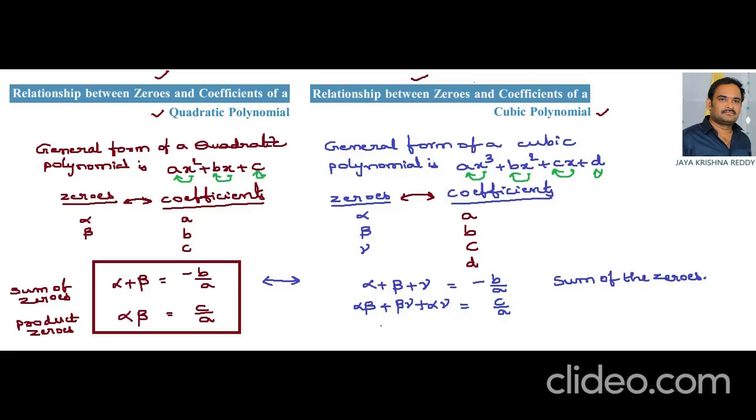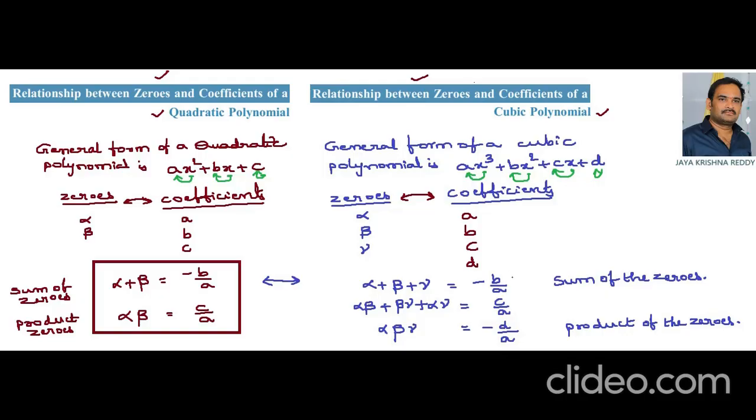And the third formula is the product of three zeros, alpha into beta into gamma. This is called the product of the zeros, since three zeros are there, alpha beta gamma. It equals minus d by a.